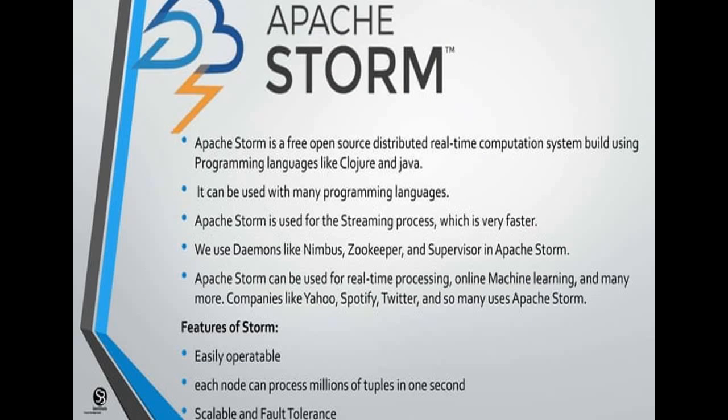Apache Storm. Apache Storm is a free open source distributed real-time computation system built using programming languages like Clojure and Java. It can be used with many programming languages. It is used for stream processing, which is very fast. We use daemons like Nimbus, Zookeeper, and Supervisor in Apache Storm. Apache Storm can be used for real-time processing, online machine learning, and many more. Companies like Yahoo, Spotify, Twitter, and many others use Apache Storm. The features of Storm: easily operable, each node can process millions of tuples in one second, scalable and fault tolerant.